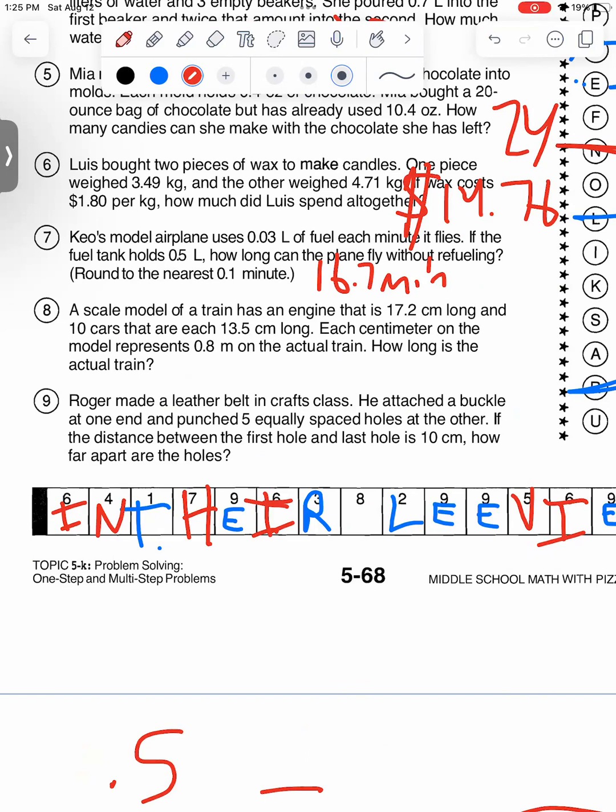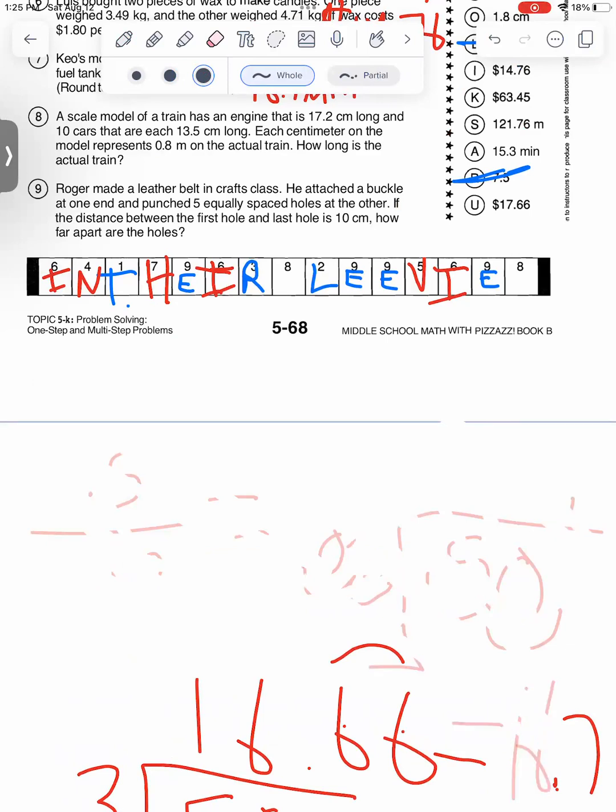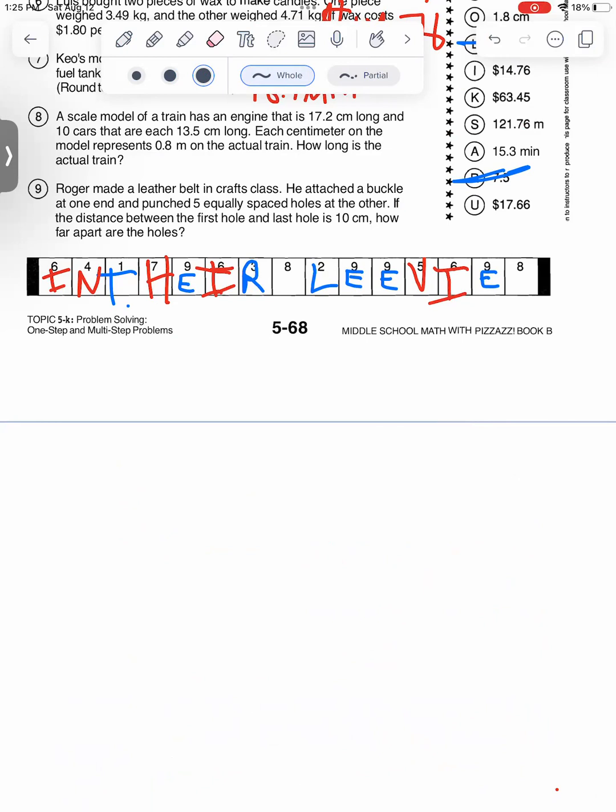And then last one, number 8, scale model of a train has an engine that is 17.2 centimeters long and 10 cars that are each 13.5 centimeters long. Okay, so I think if you're stuck on this, please make sure you at least have figured out how long the model train is. You should be able to figure that out, okay? Show some perseverance. All right, so get that done and then kind of come back to it.